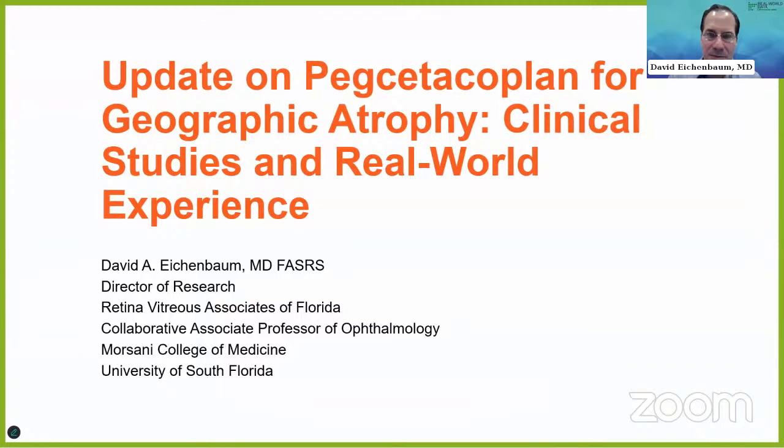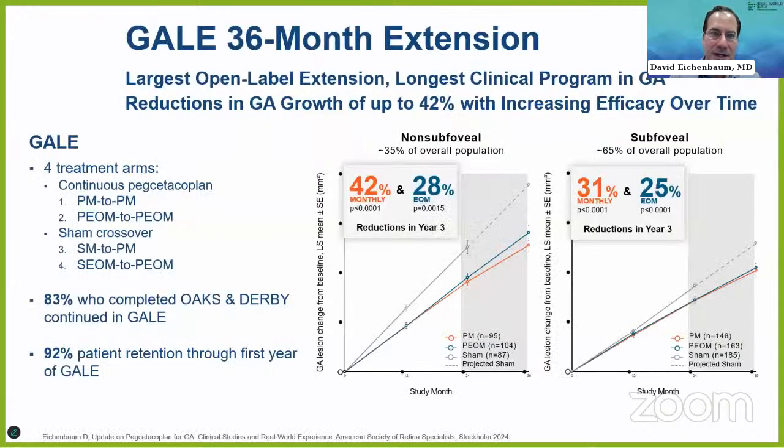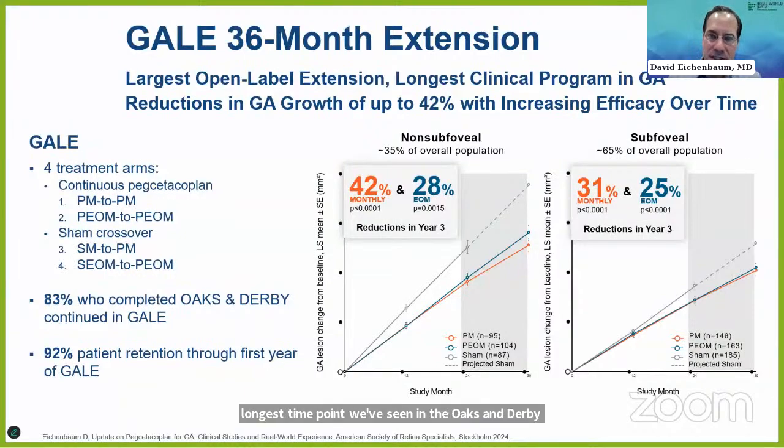I'm David Eichenbaum from Retina Vitreous Associates of Florida, and we're going to talk about pegcetacoplan, clinical studies and real-world evidence, focusing on the real-world evidence. The GALE 36-month extension is the longest time point we've seen in the OAKS and DERBY registration trials. We see a reduction in lesion growth of up to 42% in the 24 to 36-month time period in the extension trial.